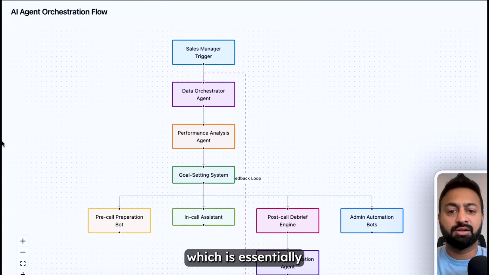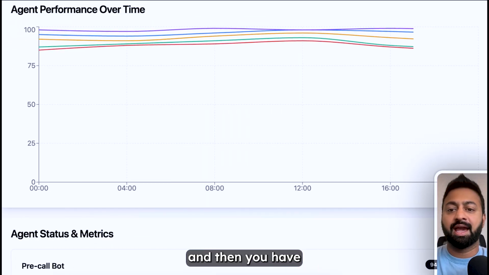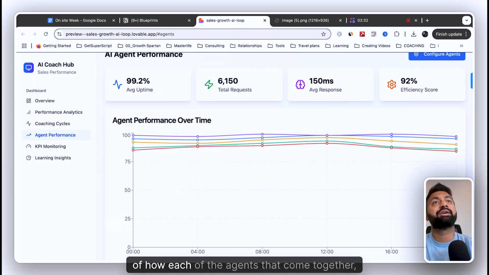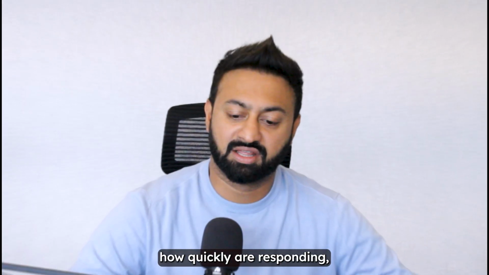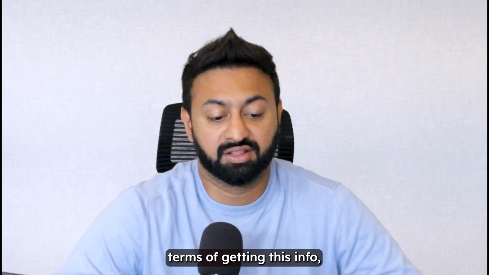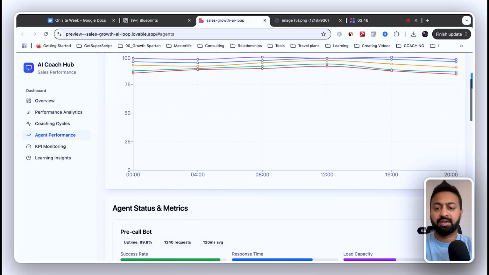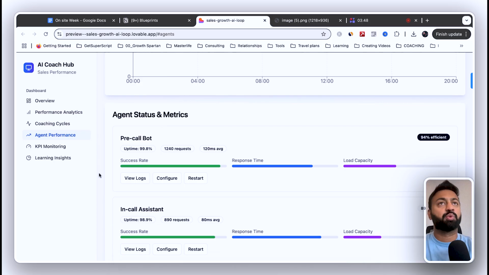Finally, you have a coaching style, which is essentially the workflow diagram. And then you have the agent performance. This is more observability of how each of the agents that come together are doing: how quickly are they responding, how efficient are they in terms of getting this info, and how often are you calling these agents. So the total requests is you making a request for every agent. And then finally, the status and metrics associated with it.